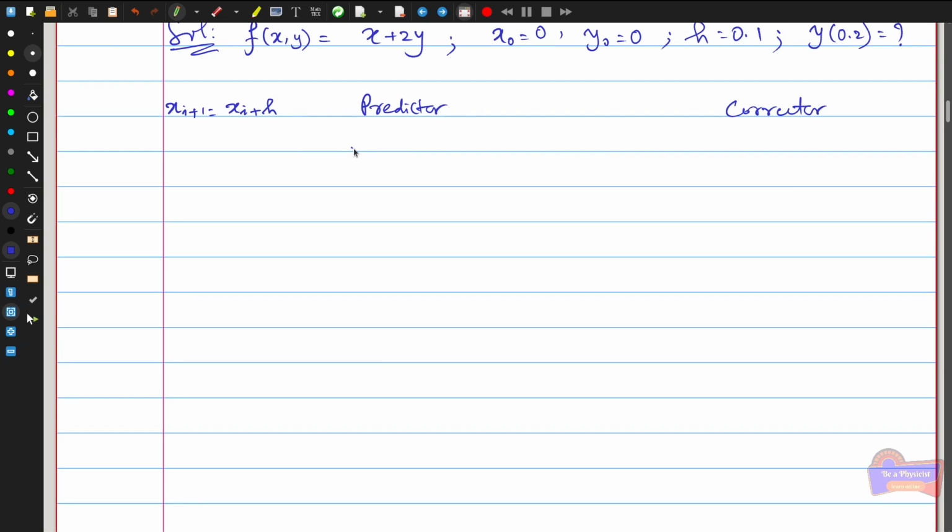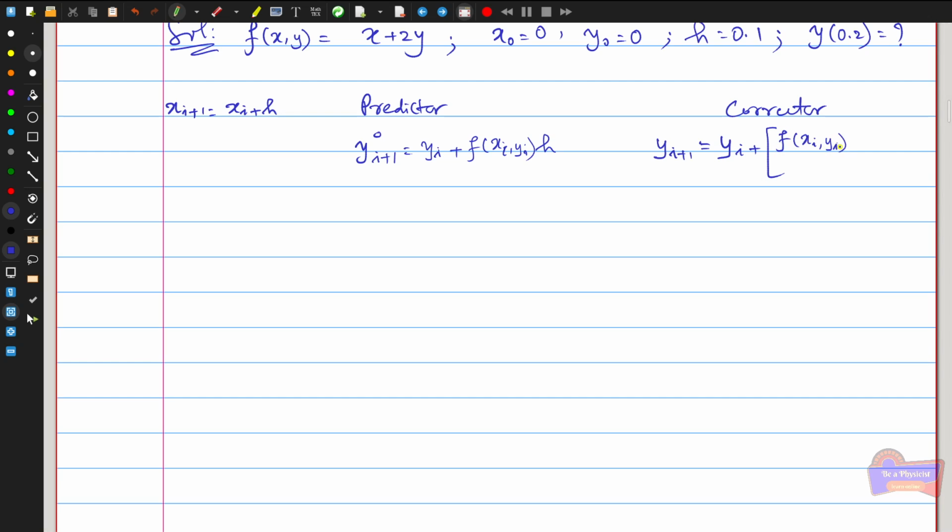So the predictor equation is, we know this, y of i plus 1 equal to y of i plus f of x i comma y of i times h. This is the predictor equation, and the corrector equation is y of i plus 1 equal to y of i plus f of x i comma y of i plus f of x of i plus 1 comma y of i plus 1 of 0, divided by 2, multiplied by the time step h. So this is the corrector method.